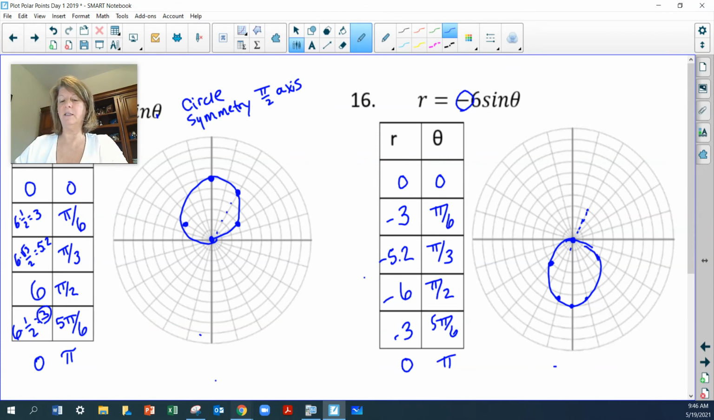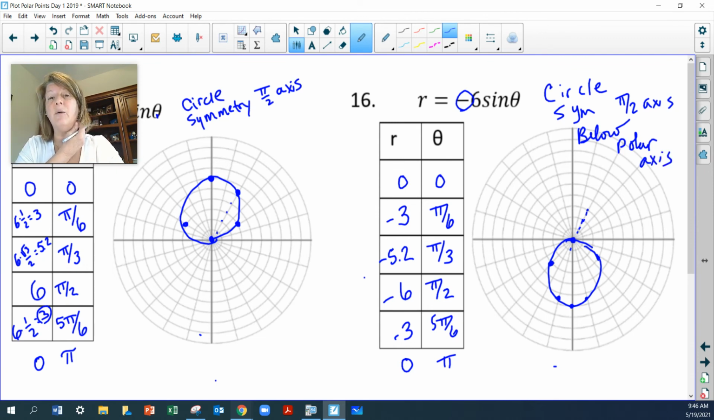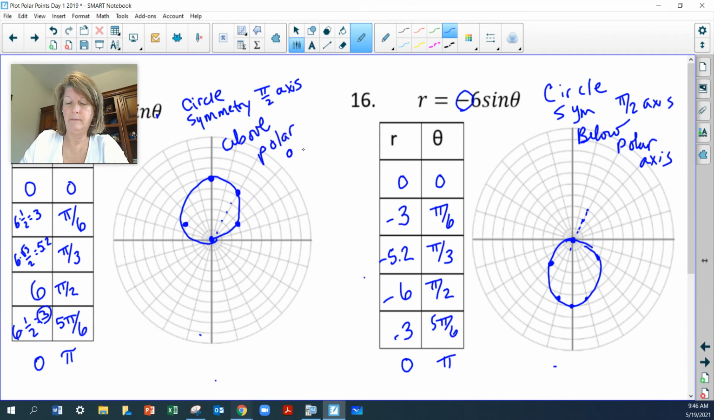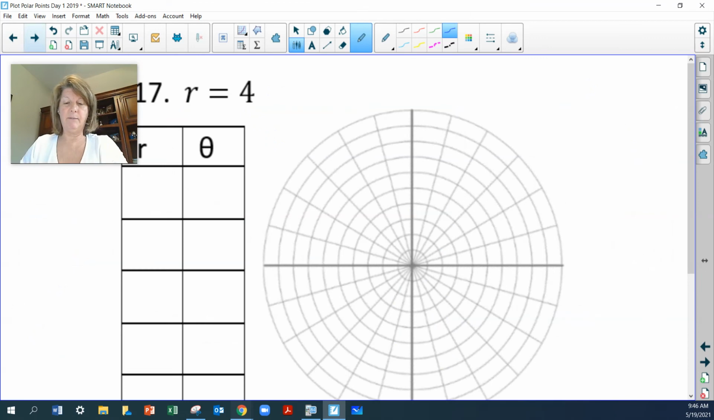So now I get a circle. Symmetry about pi over 2. But it is below the polar axis. And that is because it had that negative 6 going on. This one was above polar axis. All right, just a couple more.